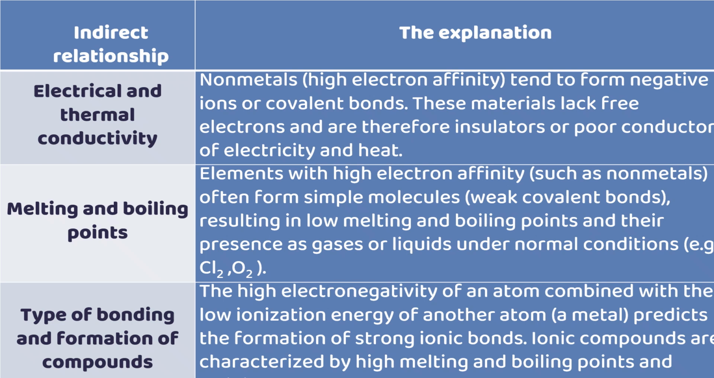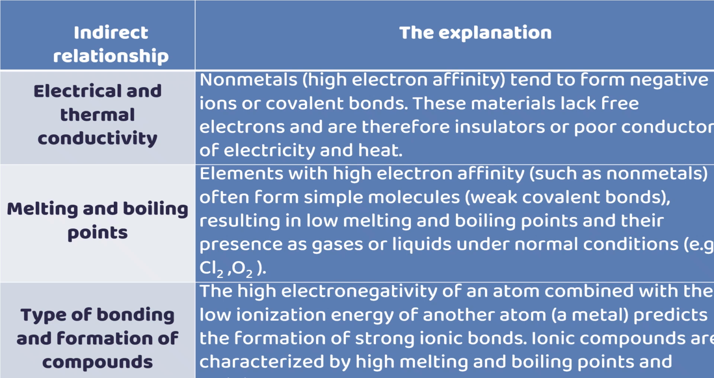Electron affinity influences an element's physical properties and bonding behavior. Elements with high electron affinity, nonmetals, tend to gain electrons, forming negative ions or covalent bonds. Because they lack free electrons, they are poor conductors of electricity and heat. These elements often form simple molecules with weak intermolecular forces, giving them low melting and boiling points. So they commonly exist as gases or liquids, such as oxygen and chlorine.